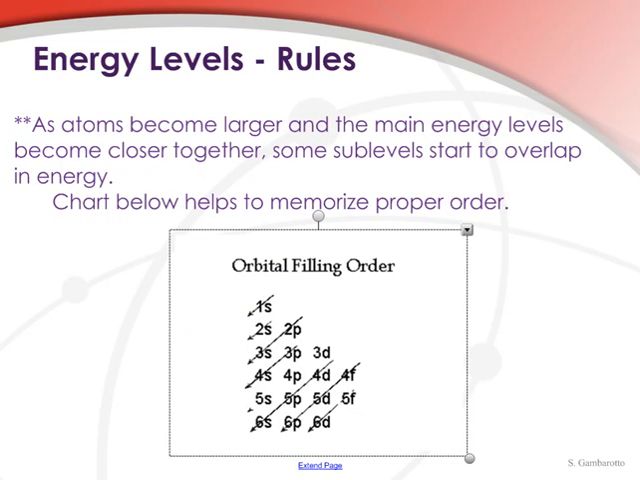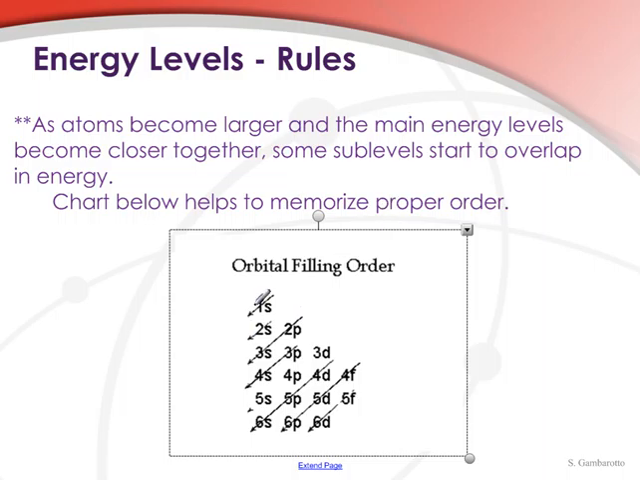Alright, so some more rules with energy levels. As we saw in the last lecture, as atoms become larger, the main energy levels become closer and closer together, and we get that overlap, that crazy picture of overlapping orbitals that I would never expect you to draw. Some sublevels start to overlap in energy, so this chart below helps you memorize the proper filling order of orbitals.